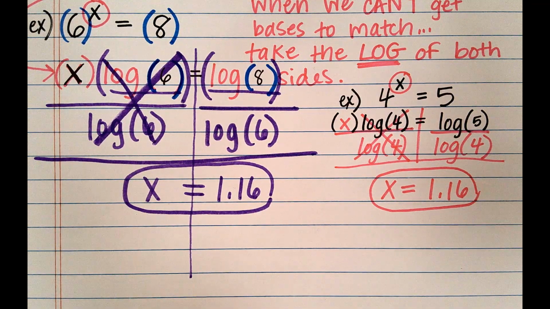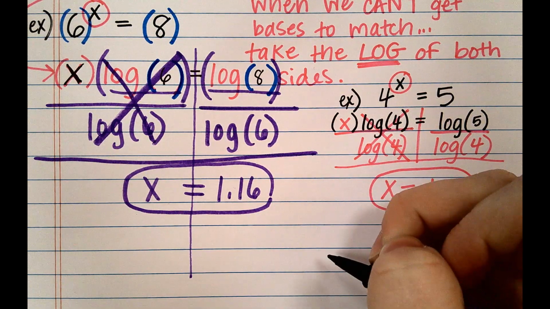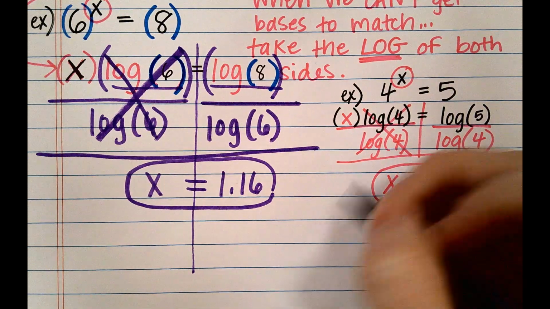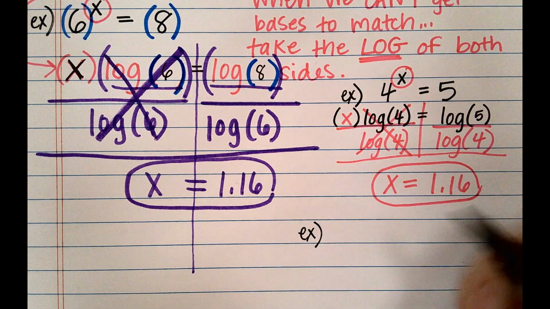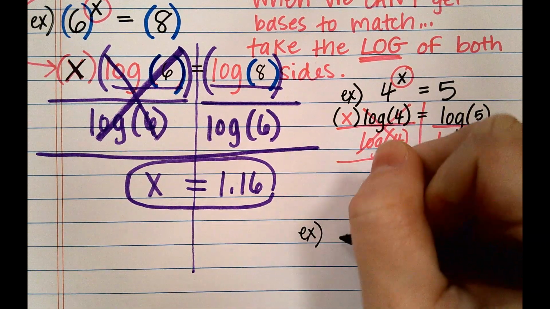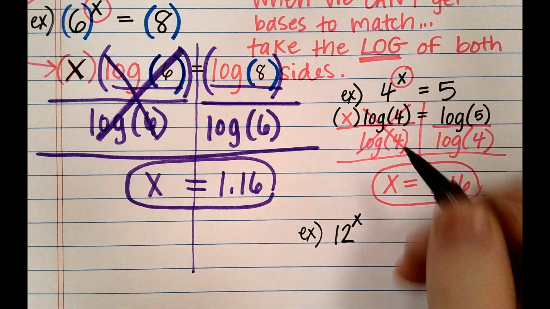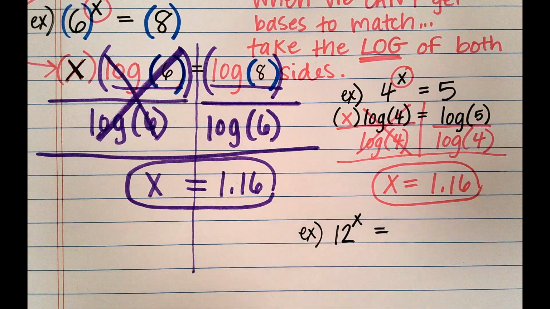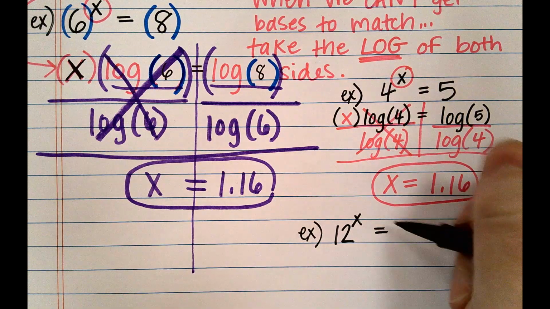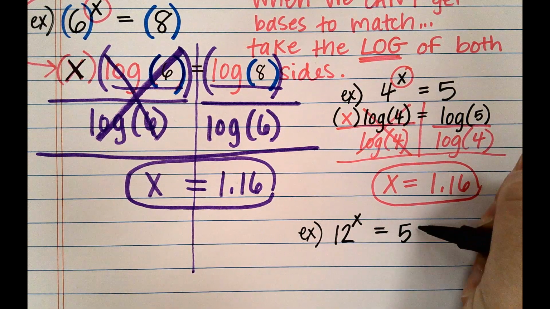Hey, let's do another one of those, and then I want you guys to try one on your own. Let's use bigger numbers this time, just so I don't know, mix things up. Example, let's try 12 to the x power equals 50.